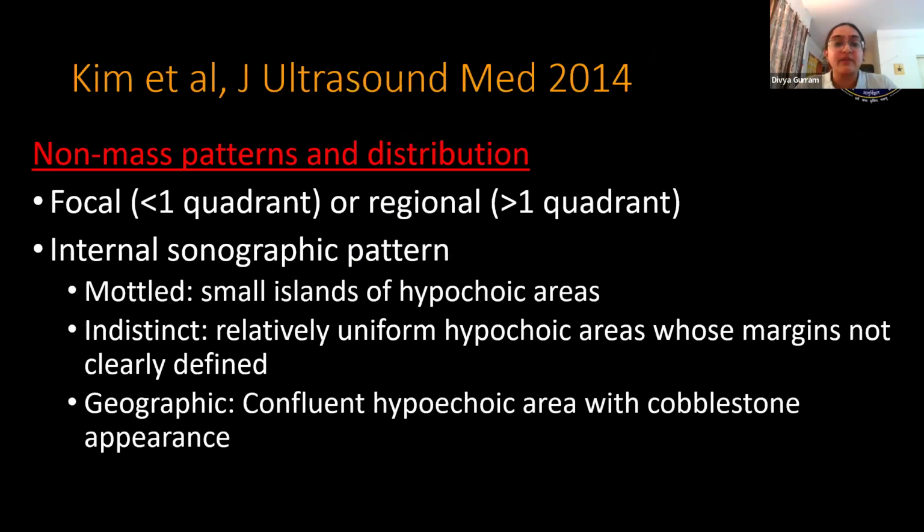And then in 2014, we had Kim and his colleagues talk about non-mass lesions, and they spoke about their patterns and their distribution. This group decided to remove ductal distribution because in the preceding year, ductal distribution had already been covered in the BIRADS lexicon. They mainly concentrated on describing non-mass lesions in two different distributions: focal, which is less than one quadrant, and regional, when it is more than one quadrant.